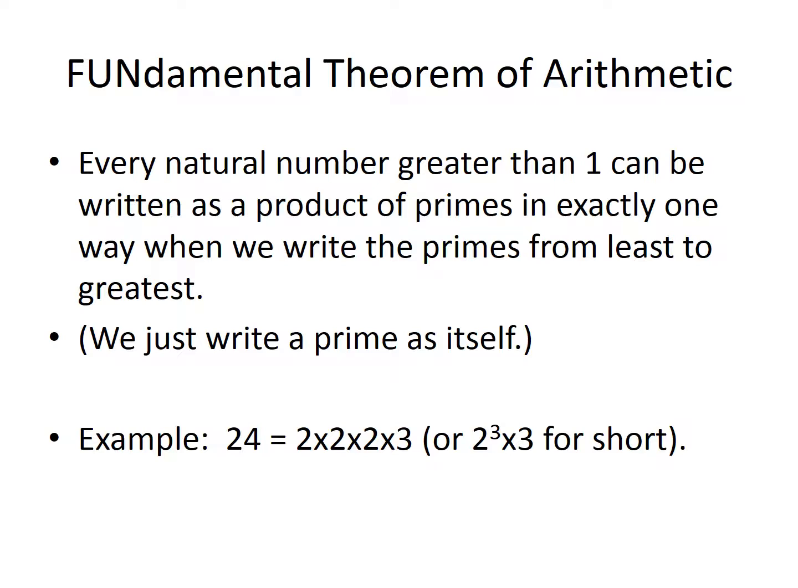So here is an example. I've taken the composite number 24. I can write it as 2 times 2 times 2 times 3. Or I can use exponents so I don't have to write so much. Since I'm using 3 copies of 2, I put a 2 with a little 3. My exponent says I'm multiplying 3 copies of 2 together, and then times the 3.